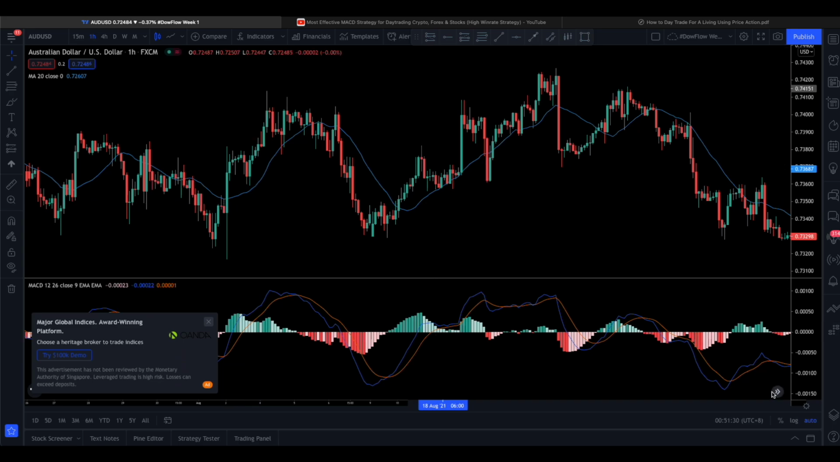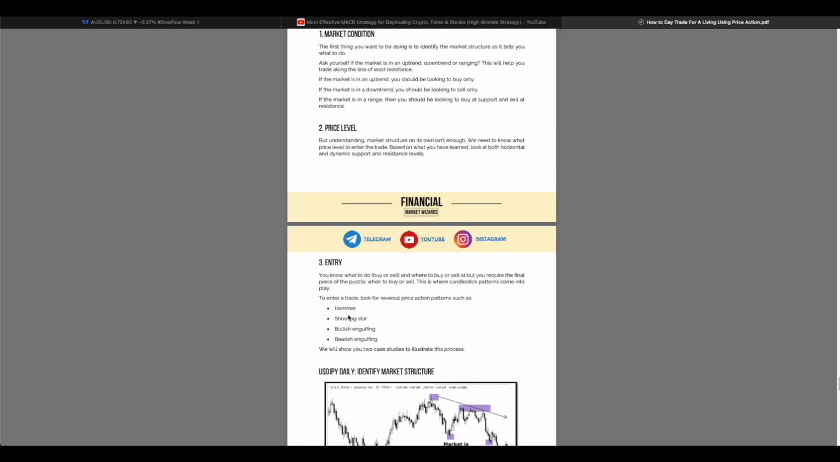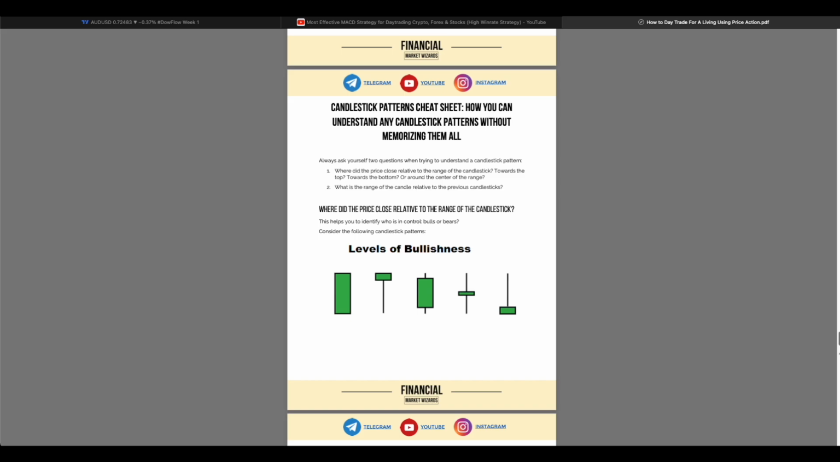And that is why in our day trading guide we talk a lot about the market stages as well as identifying the market condition. By the way, this day trading guide, you can find a link in the description down below. It's totally free. It's pretty comprehensive. We teach you the basics.